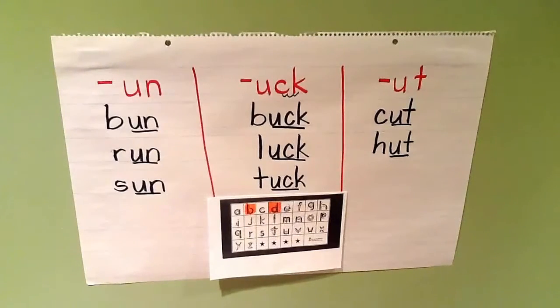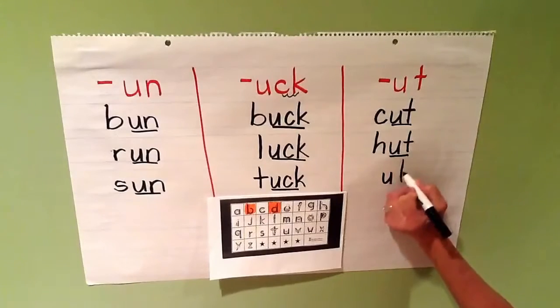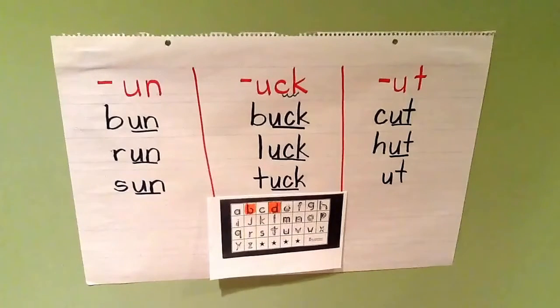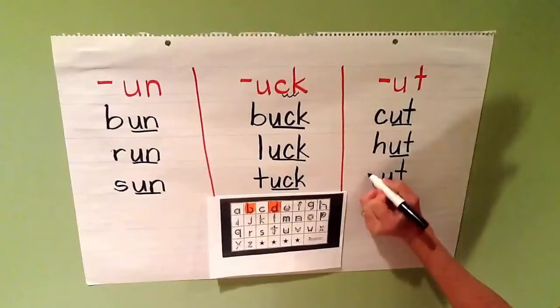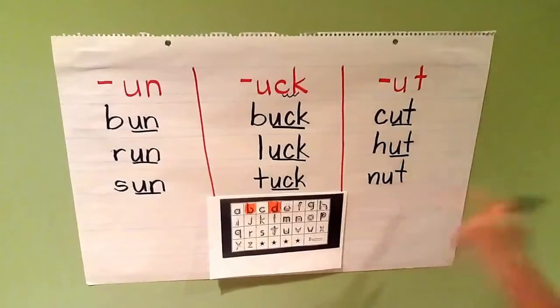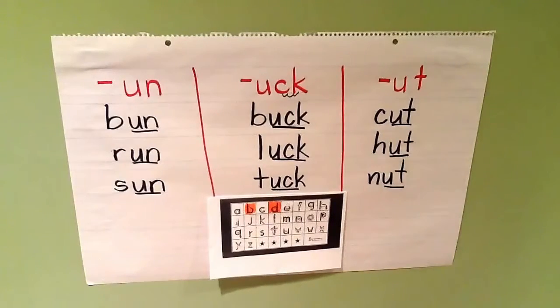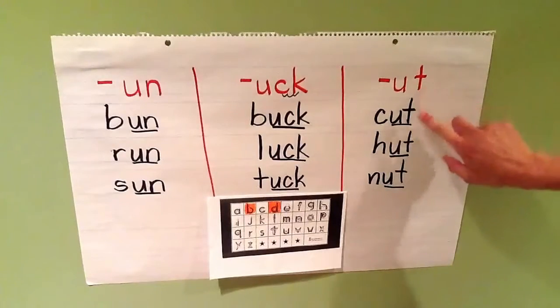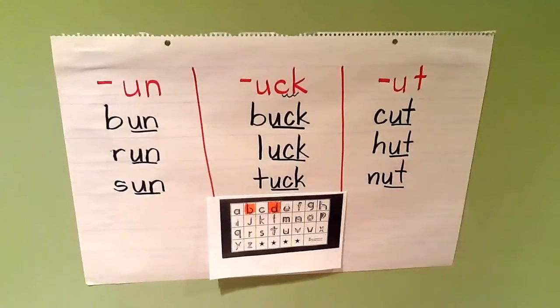Do you see another word that I could write? Let's write UT. I'm looking. Do you see one? I see one. What if we put the letter N at the beginning? Nut. Nut is a word, isn't it? And in the word nut is our word family ut. By knowing ut, it helps us write new words, all with that same word family.